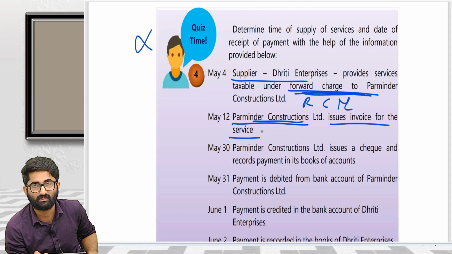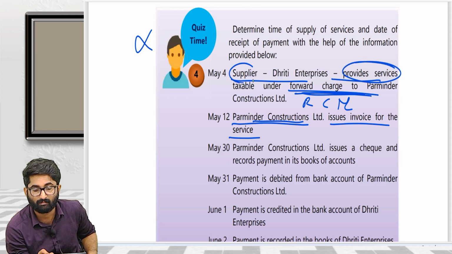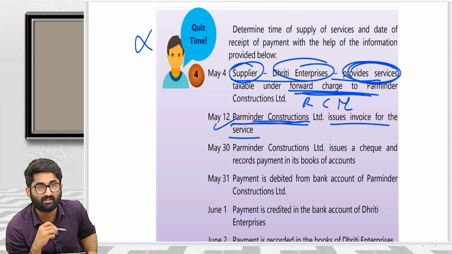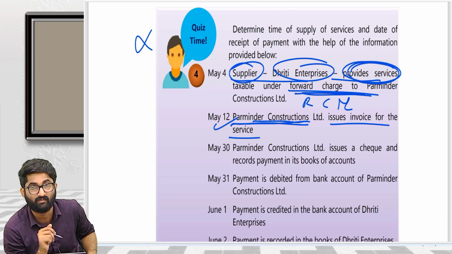Parminder Constructions, no, they are issuing the invoice for the service. Dhriti is the supplier of service. Supplier, she provides the service, no. Supplier, Dhriti, provides the service. If they are giving the service, how is Parminder Construction issuing the invoice? If it was reverse charge, then yes, Parminder has to issue the invoice, because Dhriti will not give the invoice.